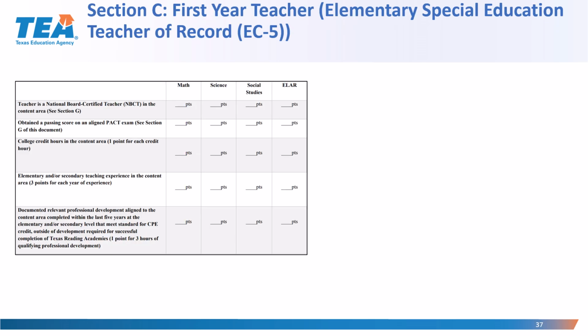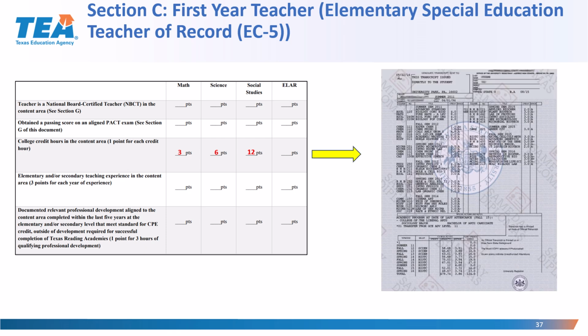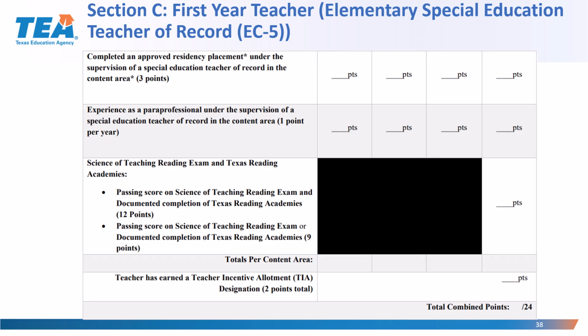Next, in order to determine Ms. Parker's options during her runway year, her points should first be calculated in Section C for elementary special education teachers of record. Ms. Parker's undergraduate college credit hours are documented here as verified on her transcript. Next, Ms. Parker's point totals per content area are calculated in the bottom row.